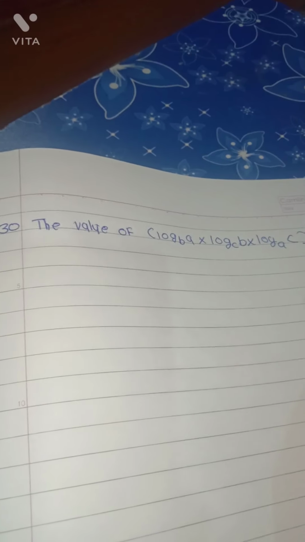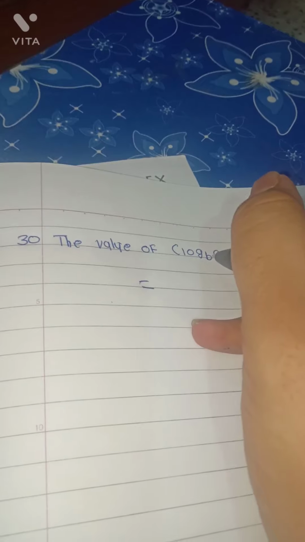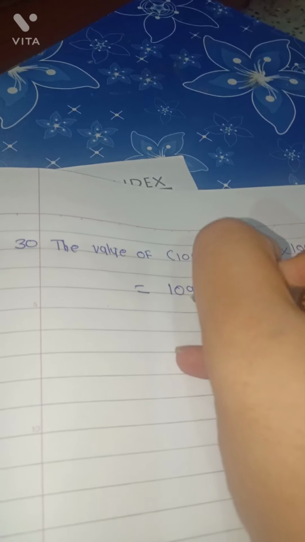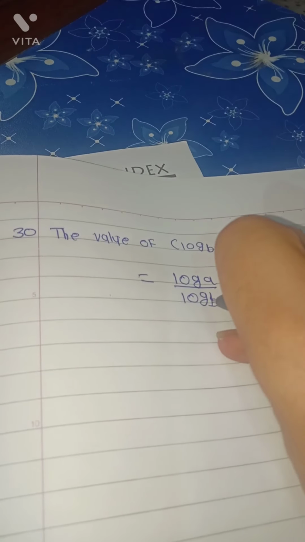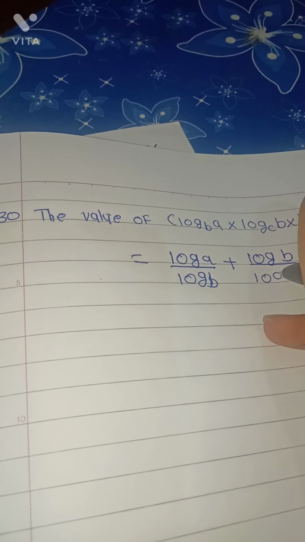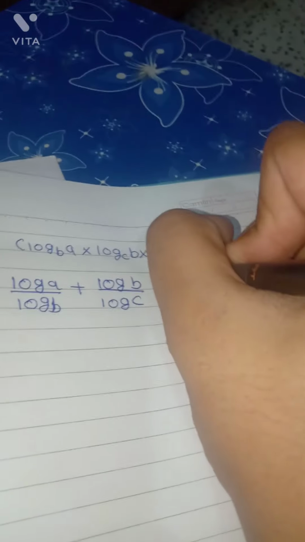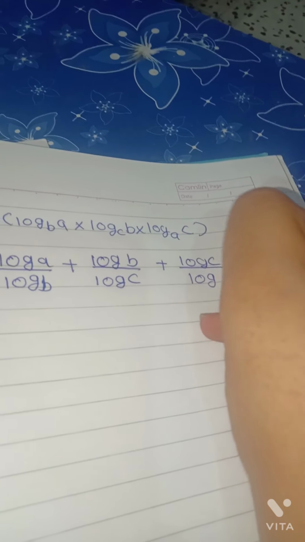In 30 also we have to find the value of the given expression. So I will change the base, so it will be equal to log a by log b plus log b by log c plus log c by log a. So it will be equal to log abc divided by log abc, so it will be equal to 1.